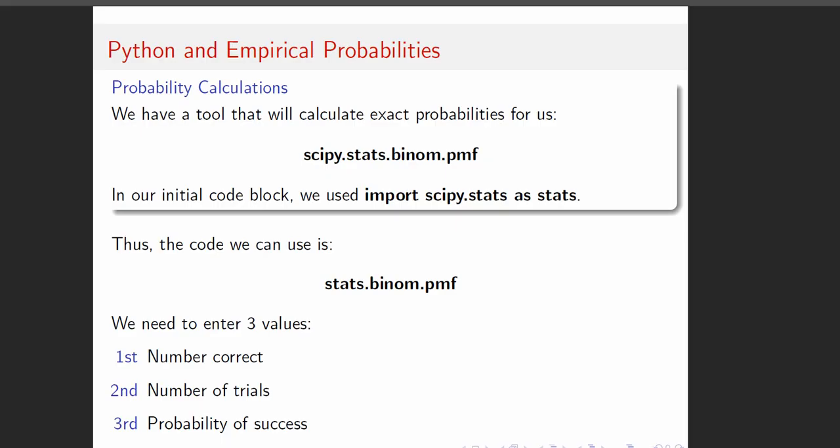Okay, so if you missed it, if we're going to use this stats.binom.pmf function, we need to enter 3 values. The first value we put in is the number of items that are correct, then the number of trials, and then the chance of success. Okay, so just reviewing that real quickly before we move on.